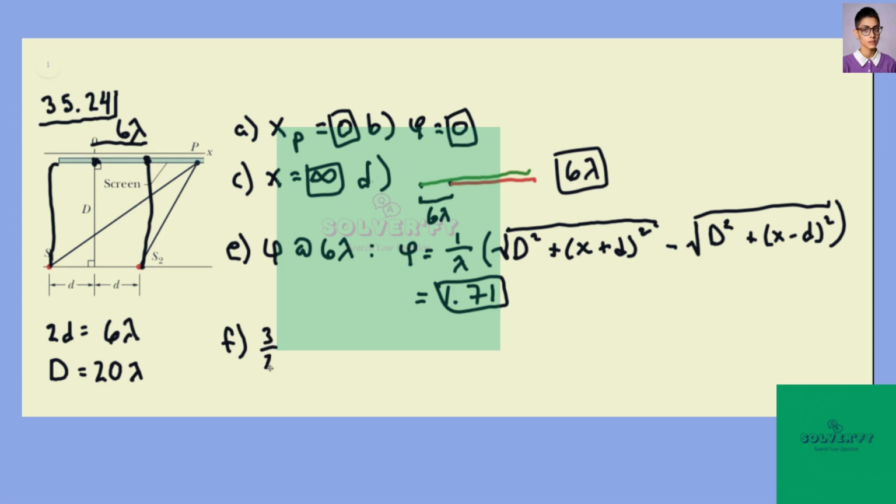Now for part F, we want to know whether this is a minimum, a maximum, or somewhere intermediate in terms of intensity. So 3/2 would be a minimum, 2 would be a maximum. So this 0.6 lambda along the x direction is intermediate, and it's slightly closer to a minimum than it is to a maximum.